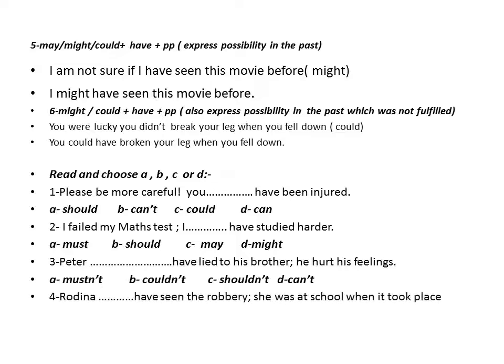Number 4. Rodina space have seen the robbery. She was at school when it took place. Took place means when the robbery happened. Rodina was at school. So, was she able to see the robbery or not? So the correct answer is Rodina can't have seen the robbery. Why? Because she was at school when it took place.